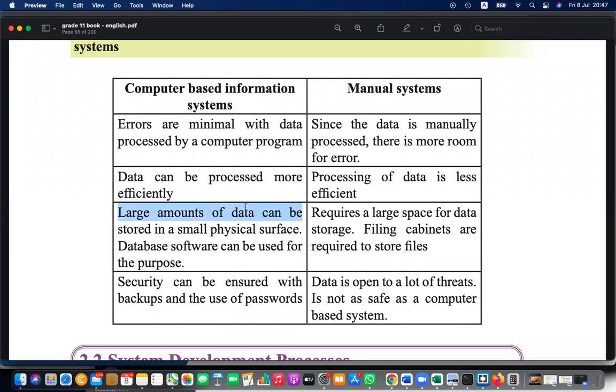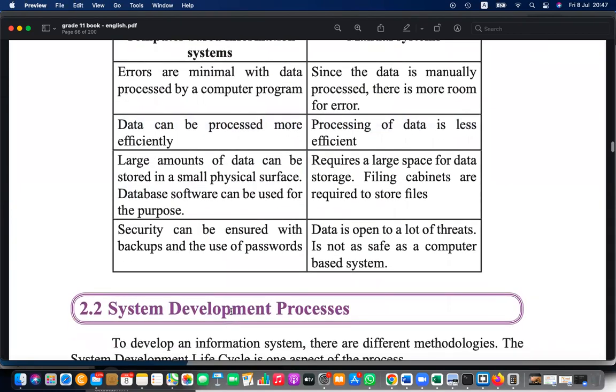It's very easy. And security can be ensured with passwords, backups can be taken, and searching is easy. Searching and manipulating records is easy. Right? Let me write that: record handling, processing, and searching is very easy and can be automated.